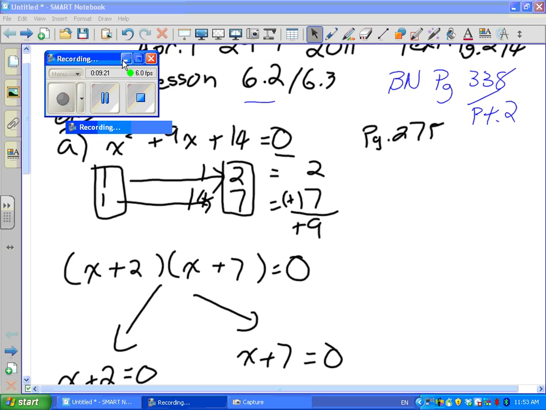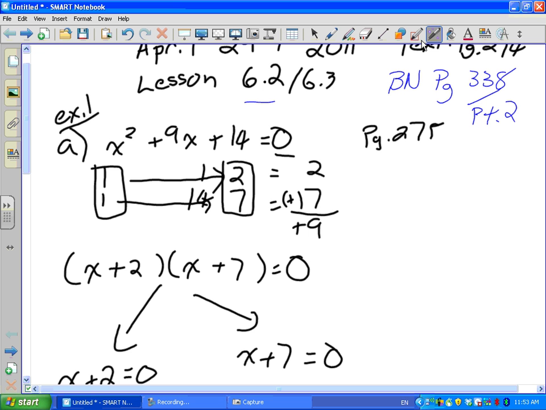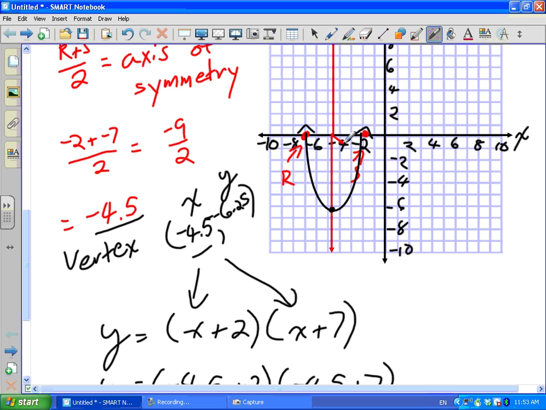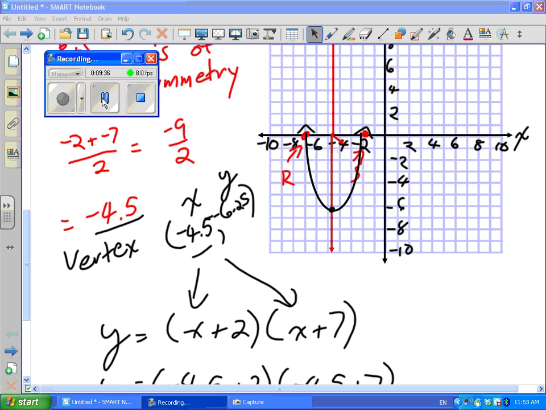So just to make sure that we have it right, we know that our A here is a positive 1. So because it's positive, it's going to be opening upwards, which is exactly what we've drawn. So we have the proper parabola we've drawn. There's a lot of steps to that, but it's essentially what we need to be doing.